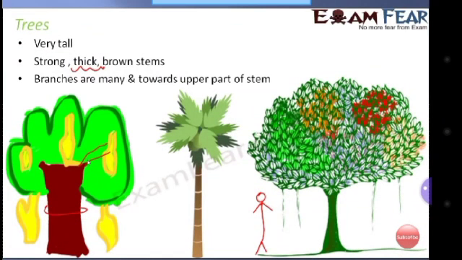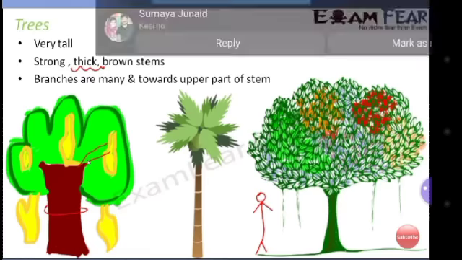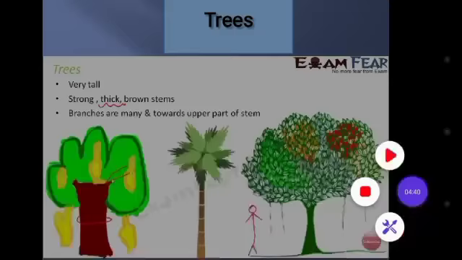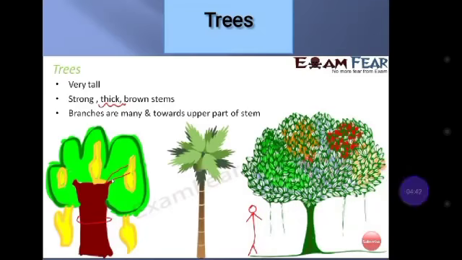Branches are many and towards the upper part of the stem. These plants spread over a large area, so there are many branches, and that's how they expand. Some common examples of trees are coconut tree, mango tree and apple tree.